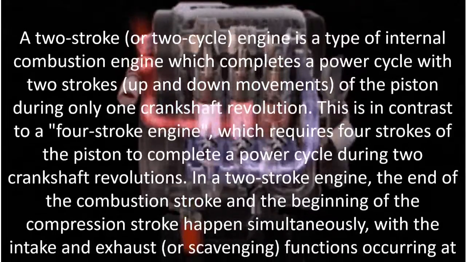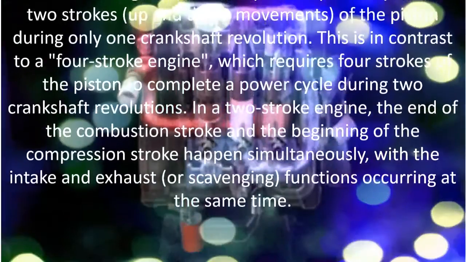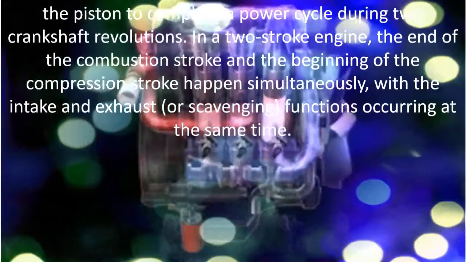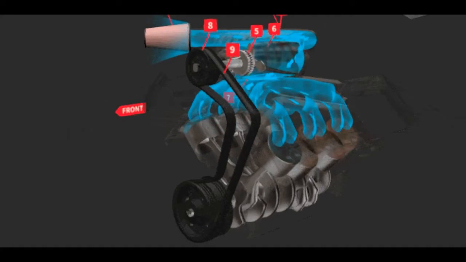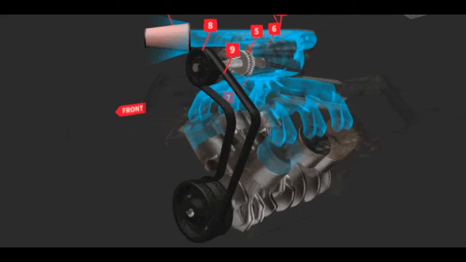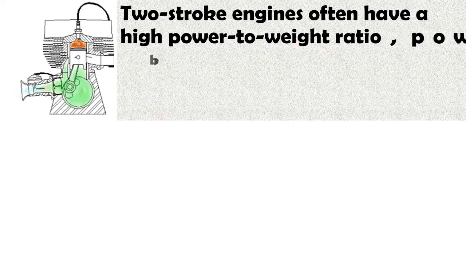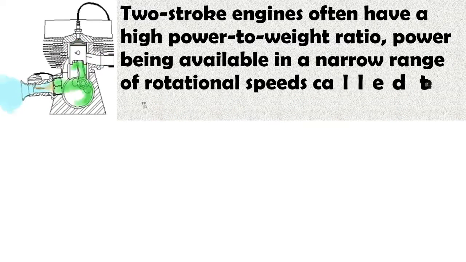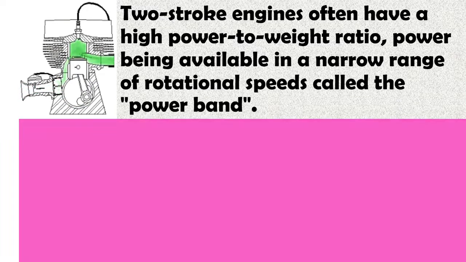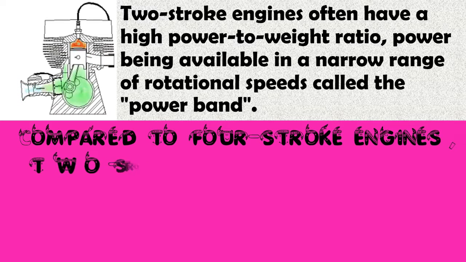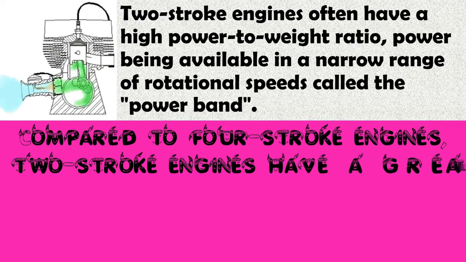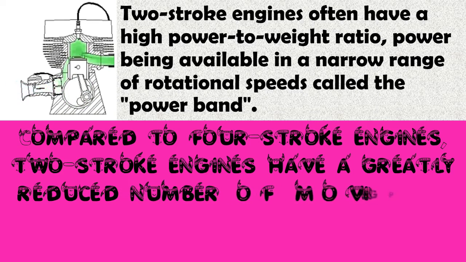during two crankshaft revolutions. In a two-stroke engine, the end of the combustion stroke and the beginning of the compression stroke happen simultaneously, with the intake and exhaust, or scavenging, functions occurring at the same time. Two-stroke engines often have a high power-to-weight ratio, power being available in a narrow range of rotational speeds called the power band. Compared to four-stroke engines, two-stroke engines have a greatly reduced number of moving parts, and so can be more compact and significantly lighter.